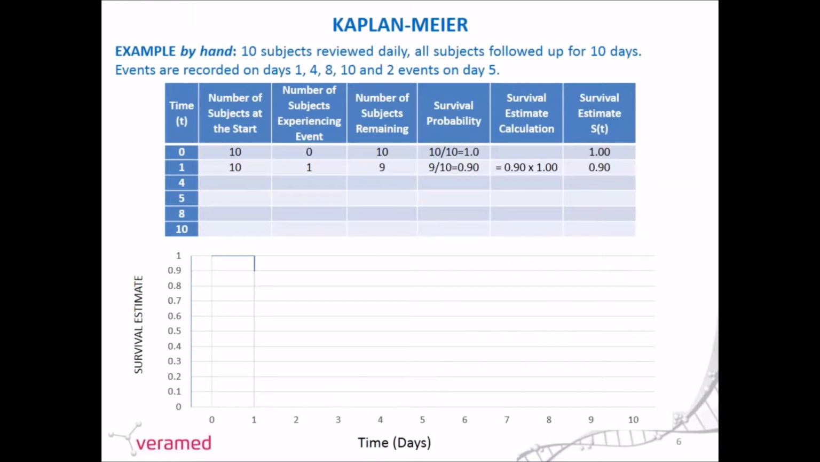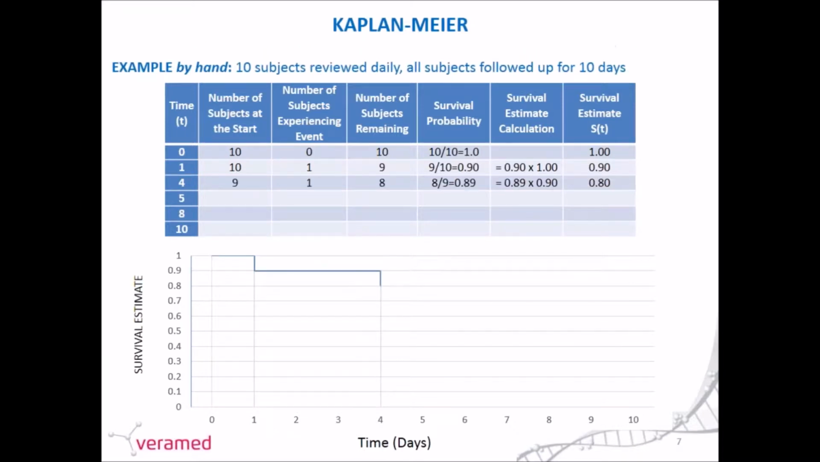So if an event occurred on day 1, you'd have 10 subjects at the start, 9 at the end, so 9 out of 10 have survived. And on the plot you can see the line goes across at 1 until you hit day 1, and then steps down to 0.9. So the survival estimate from day 1 until the next event is then 0.9, and that's plotted as a horizontal line on the graph.